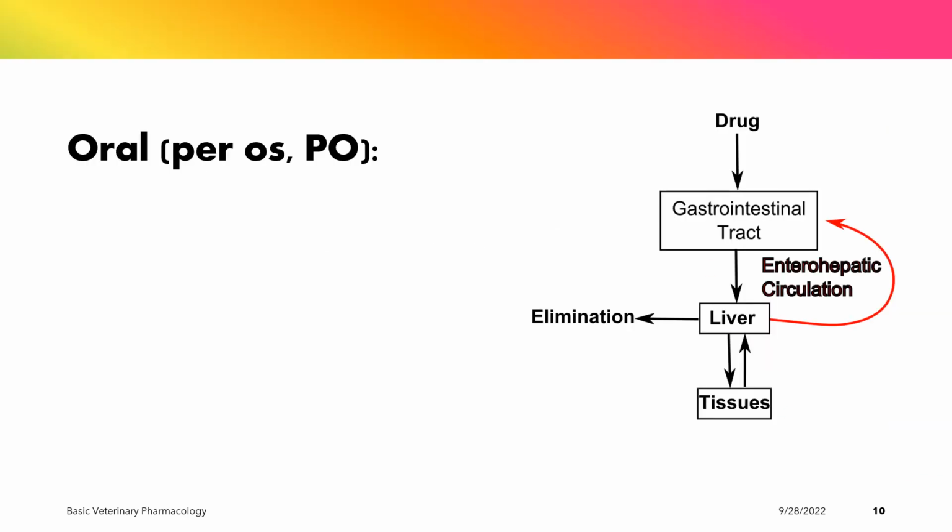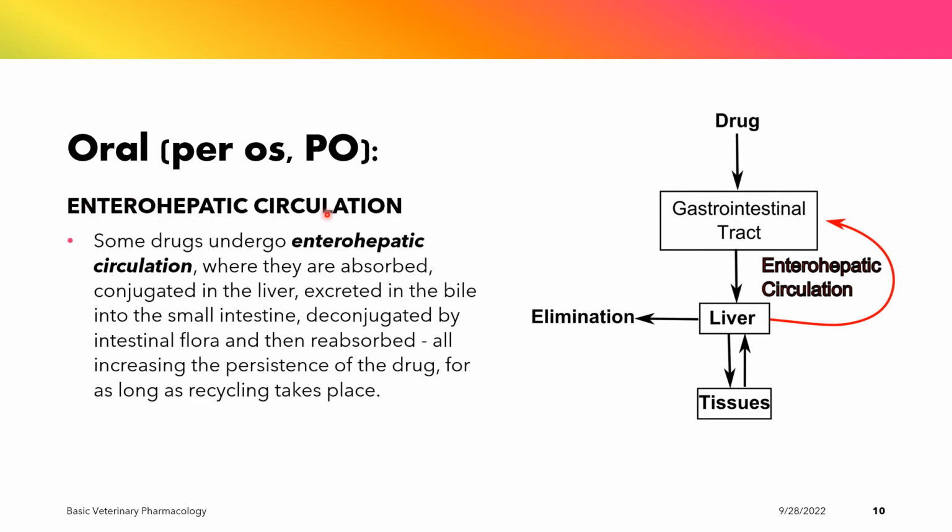Another important pharmacokinetic feature of those drugs that are administered orally is the enterohepatic circulation. So some drugs undergo enterohepatic circulation where they are absorbed, conjugated in the liver, excreted in the bile into the small intestine, and again deconjugated by the intestinal flora and then reabsorbed, all increasing the persistence of the drug for as long as recycling takes place. So this diagram here represents the schematic diagram of the enterohepatic recycling.